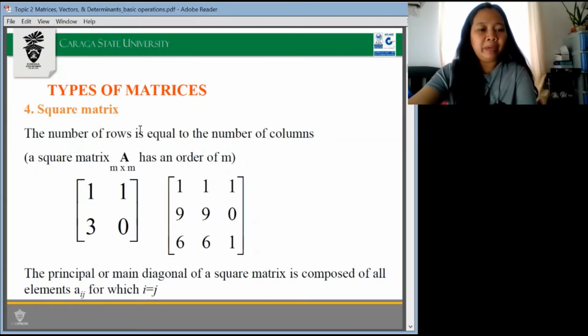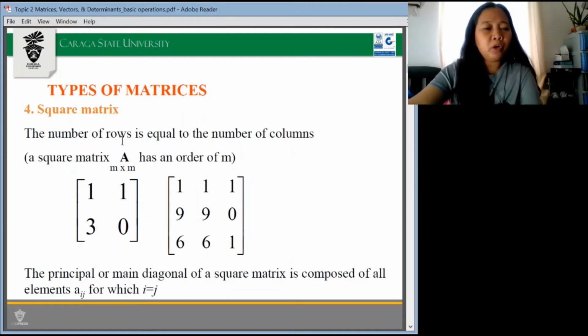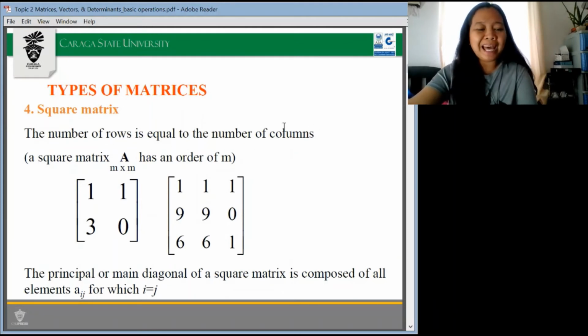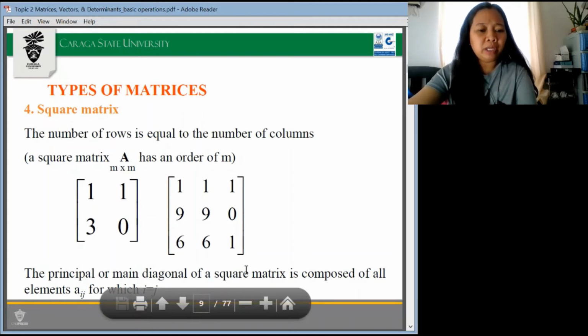The next type of matrix is a square matrix. The number of rows is equal to the number of columns. It means that your m is equal to your n. So a square matrix has an order of m because basically your n is equal to m. So you have an m by m matrix. In this case, you have a 2 by 2 matrix, and this one you have a 3 by 3 matrix. The principal or main diagonal of a square matrix is composed of all elements a_ij for which i is equal to j.